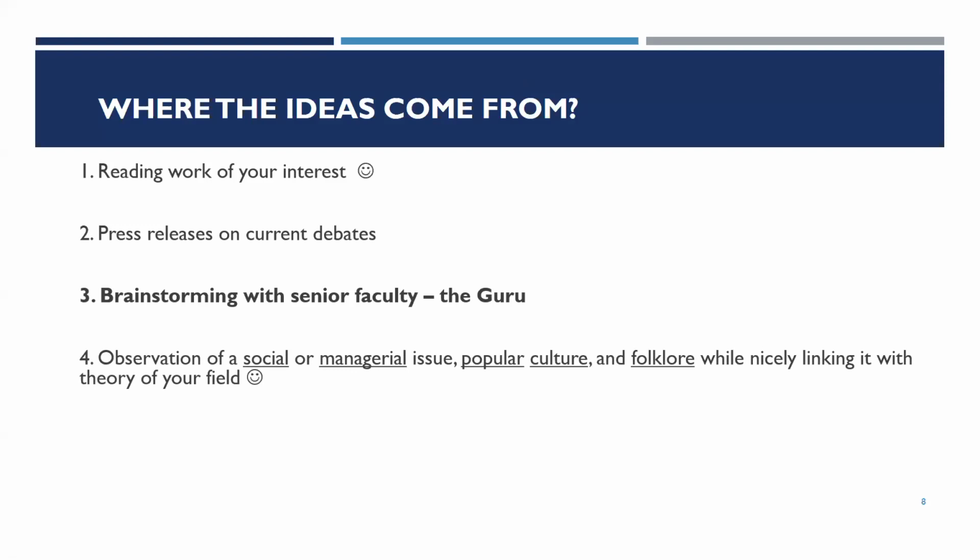Then observation of social or managerial issues, popular culture, folklore, while nicely linking it with the theory of your field. Now the point is that if you can please link with the theory of your field, that's a critical point. And I will elaborate on this point number 4 in the upcoming slides. Yet another way is journal calls for papers. If you visit the websites of renowned publishers such as Emerald, Sage, Wiley, Taylor and Francis, from the websites of the journals, you can find calls for papers. So a lot of ideas are already given there.